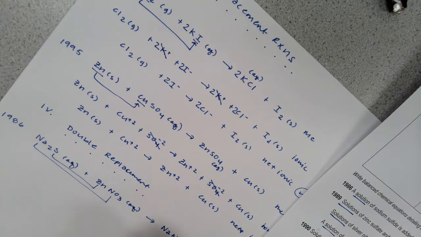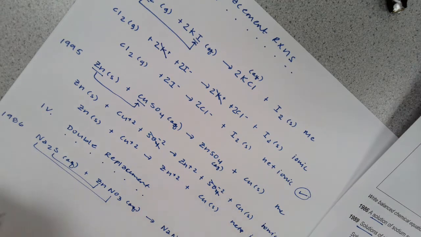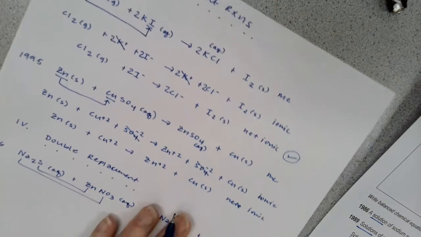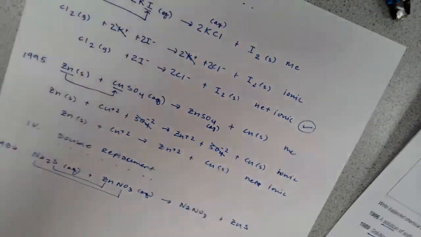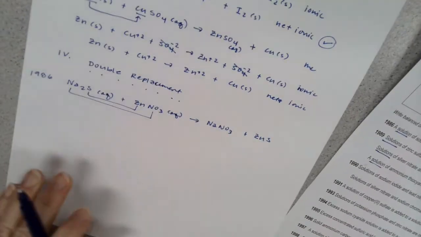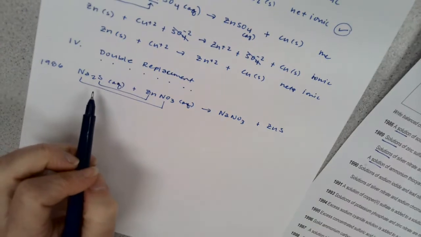plus ZnS, and they cancel. Okay, so now we have to look at the solubility rules to see if they're going to cancel or if they're going to be soluble. So Na2S, it told us Na2S is soluble.